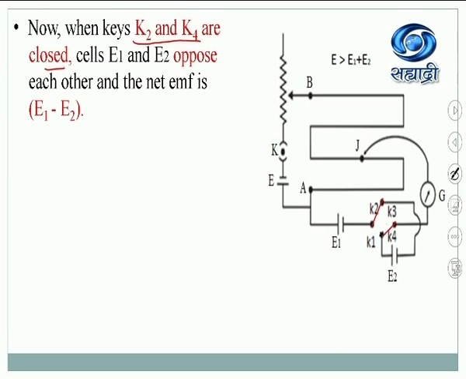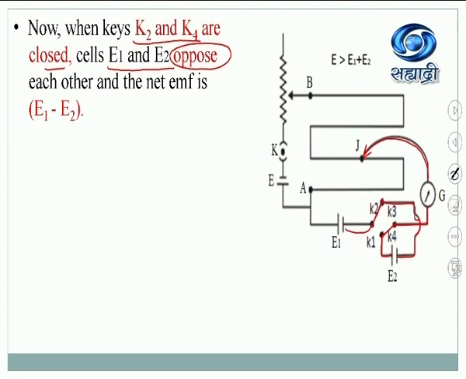Now see, K2 and K4 are closed. What will happen? Again, cells E1 and E2 will come in the circuit, but how? They will oppose each other. How do they oppose each other? See here, the negative terminal of E1 through this connection will go here like this. Then from here, it will go to the negative terminal of E2. So when negatives are connected, cells oppose each other. And how does the circuit get completed? See here, from here it will get to this K4. This is the connection. So it will go to this galvanometer and the jockey. So this is how the circuit will be completed.